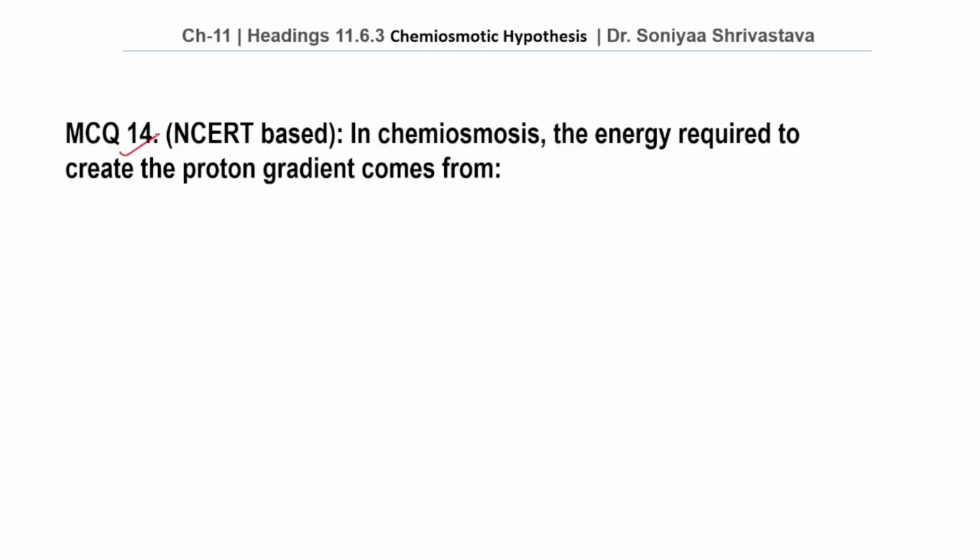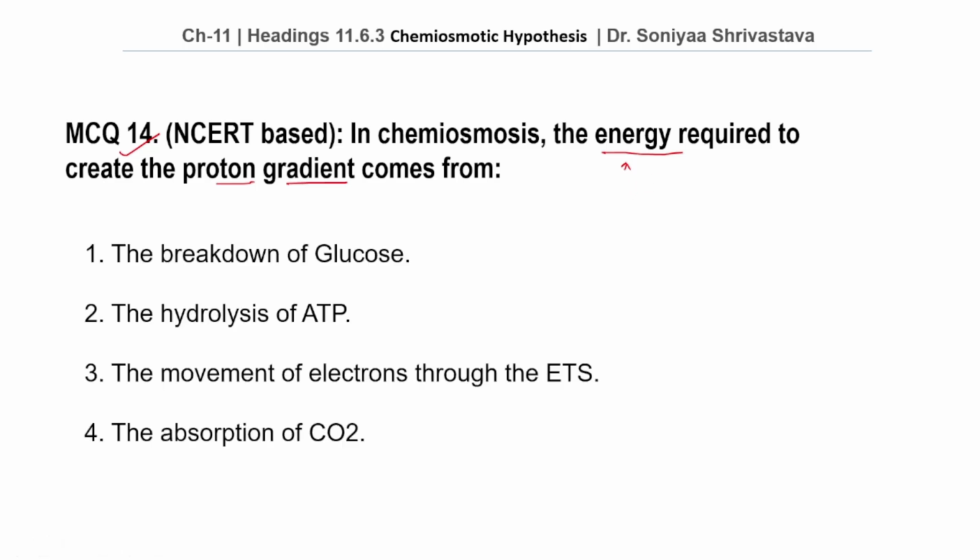Moving on to MCQ number 14. In chemiosmosis, the energy required to create the proton gradient comes from... Students, protons do not move into the lumen by themselves. Pumping hydrogen ions against the concentration gradient requires energy. The question is, where does that energy come from? So let's see our concept first.